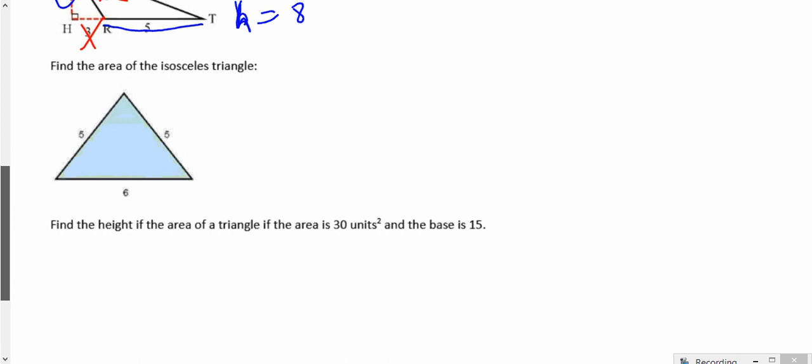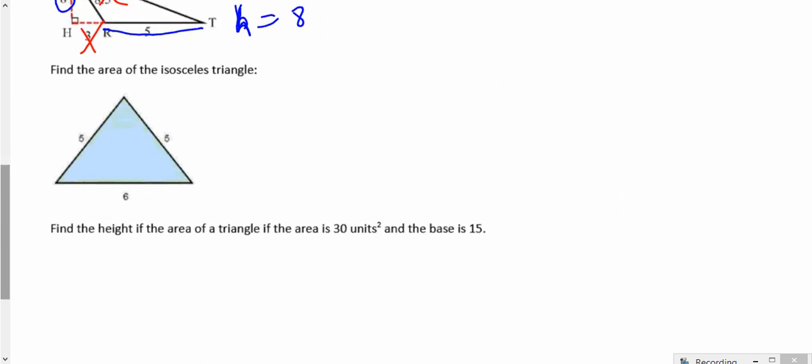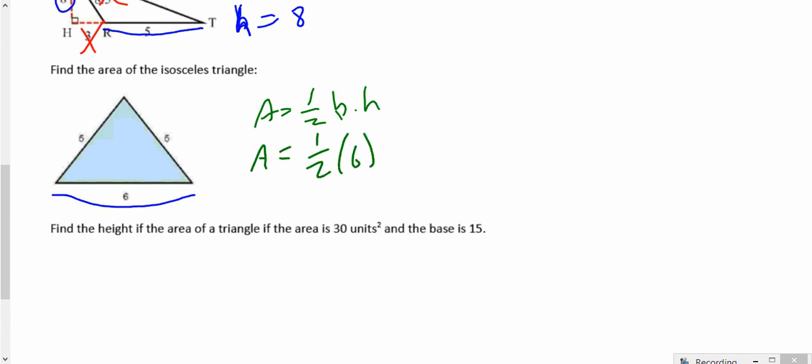Area of an isosceles triangle. Well, here's a great example of us having to create some information. We know the formula, so let's get that started. So we have area equal to 1/2 base times height. Now the nice thing is we know what the base is. The base is going to be 6. So we have the base, but we need the height.